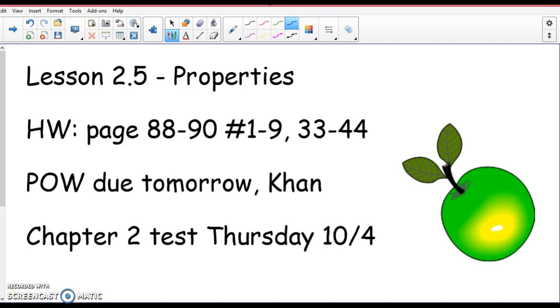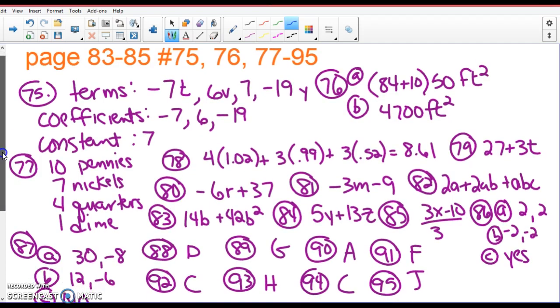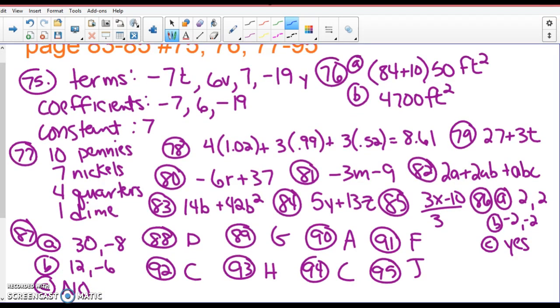All right, today's lesson is lesson 2.5. It's the properties. Here's the homework that goes with it, and here are the answers to last night's homework. You want to pause that and check it.